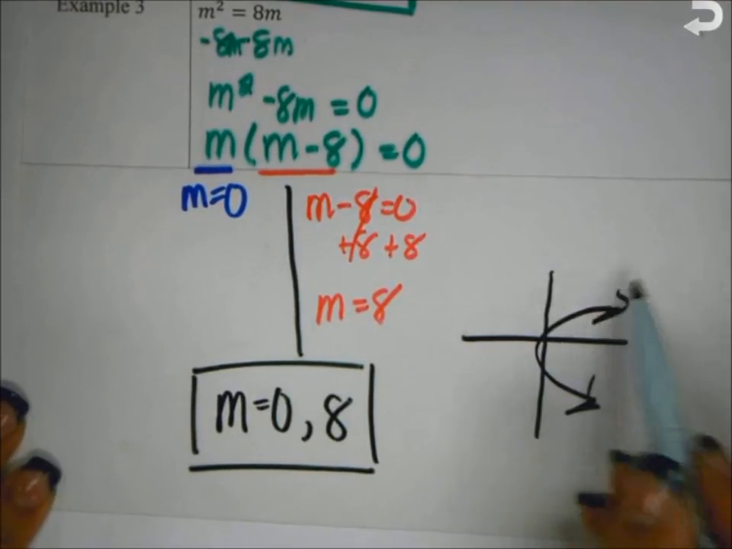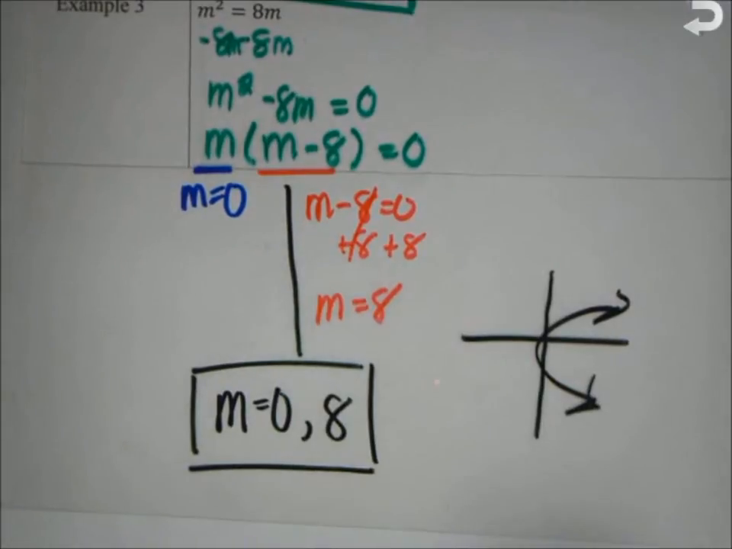Okay, example number 4. x squared minus 3x equals 54.